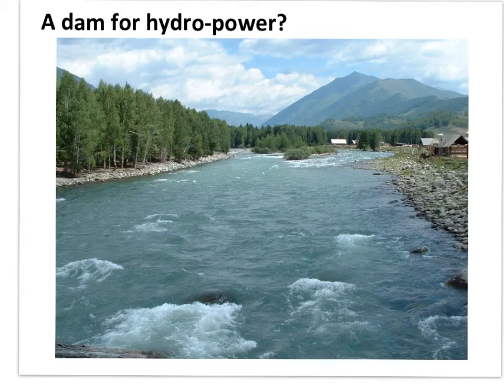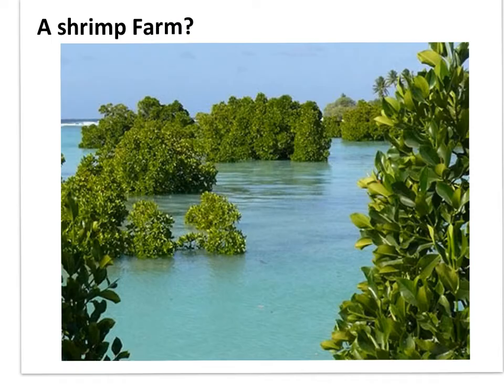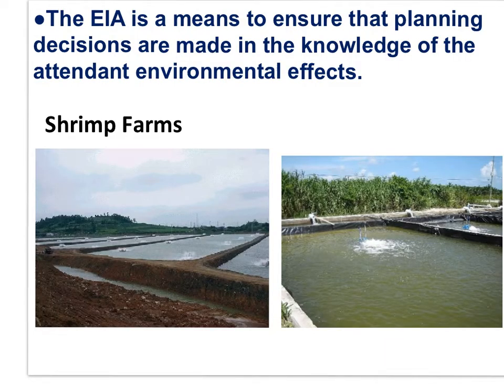By what process would society decide to build a dam on this river? The aim of an EIA is to prevent, reduce, or offset the significant adverse environmental effects of development proposals and enhance positive effects. By what process would society decide to develop shrimp farms in this coastal location? The EIA is a means to ensure that planning decisions are made in the knowledge of the attendant environmental effects.